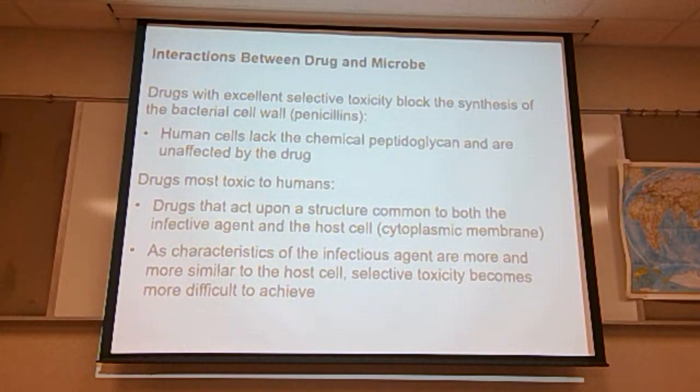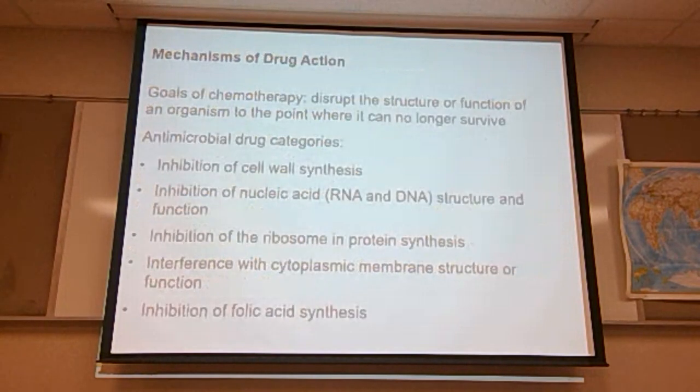Drugs that are the most toxic to humans are the ones that act upon structures common to both the infective agent and the host cell, such as the cytoplasmic membrane. If you take a membrane disruptor for your antimicrobial, it is also going to have some effect on your cells as well. As the characteristics of the infective agent are more and more similar to the host cell, selective toxicity becomes more and more difficult to achieve. So the more alike cells are, the lower the level of selective toxicity. The goals of chemotherapy are to disrupt the structure or function of the organism to a point where it can no longer survive.